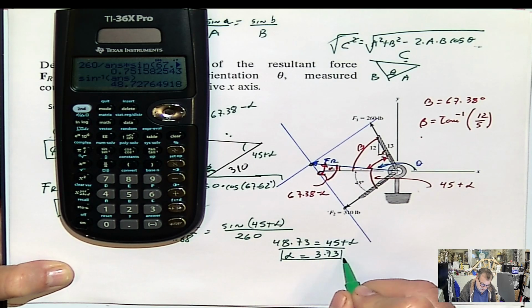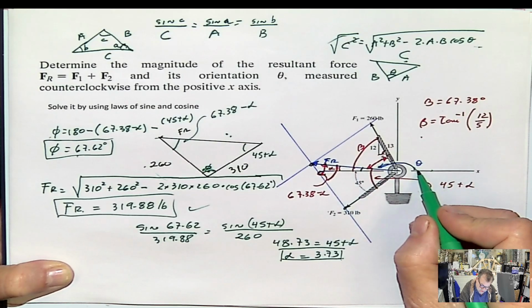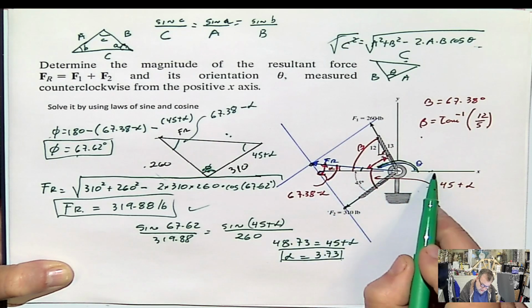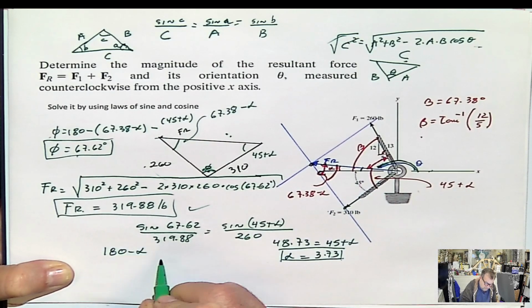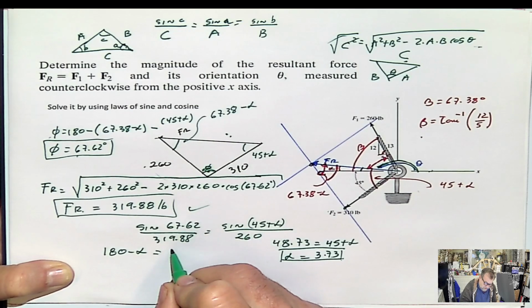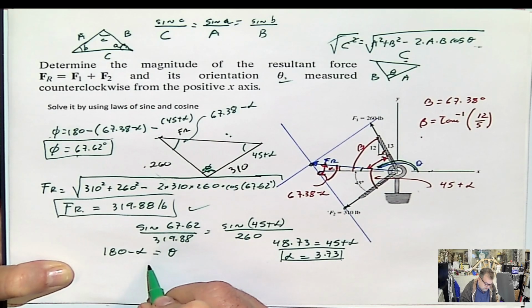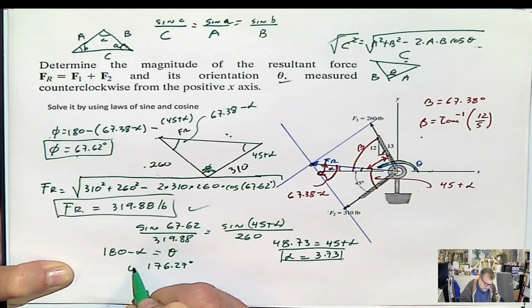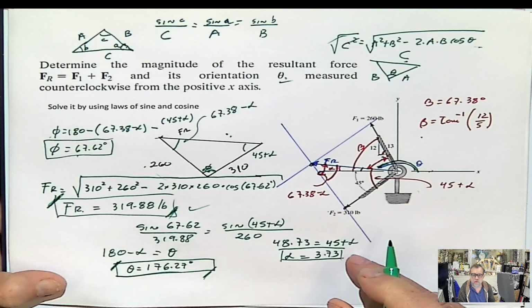Why alpha? Alpha is just an intermediate step. Remember, this is alpha, but we need the direction from here to there, and we know that from the x-axis it is 180 minus alpha. 180 minus alpha will give you the angle that we are looking for here, and that will be basically 176.27 degrees. That will be the direction. What is the answer for this problem? Resultant force and direction measured counterclockwise from the positive x-axis.